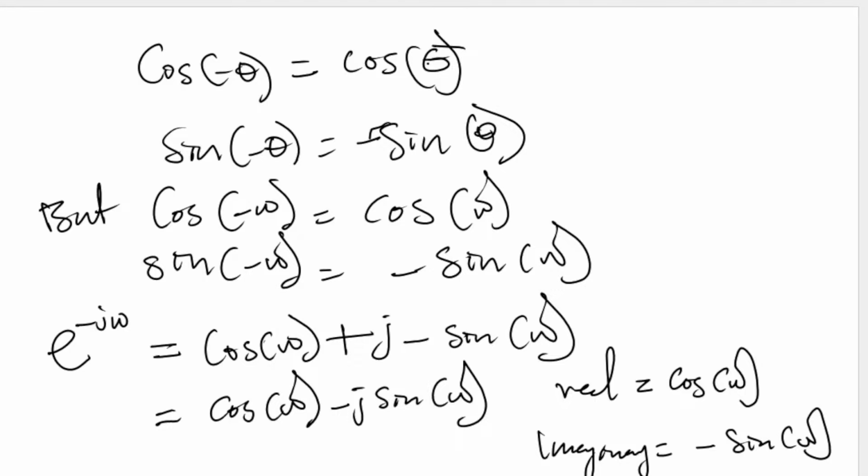Remember, we can call our real part A, and we can call our imaginary part B, making your Euler's method exponential minus JW equal to A plus JB. Are we together? A plus JB. Are we together?